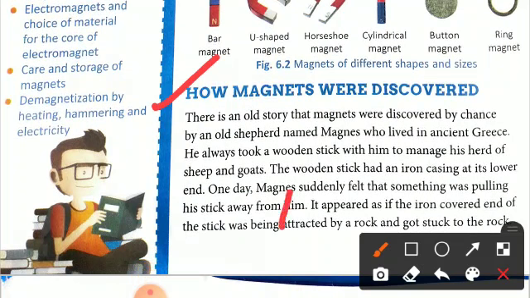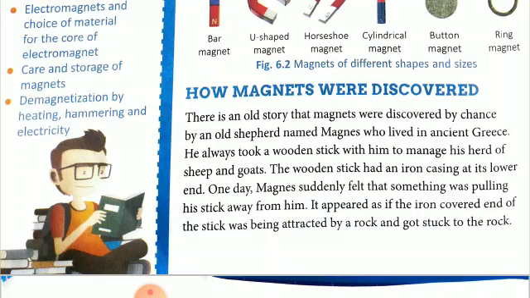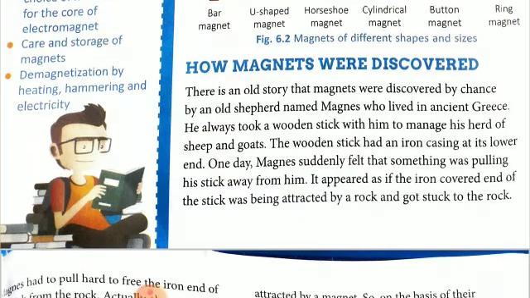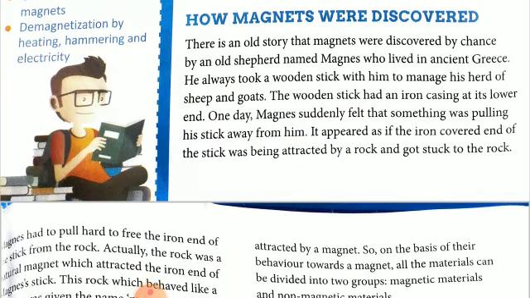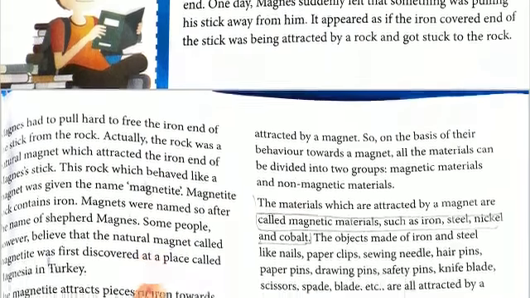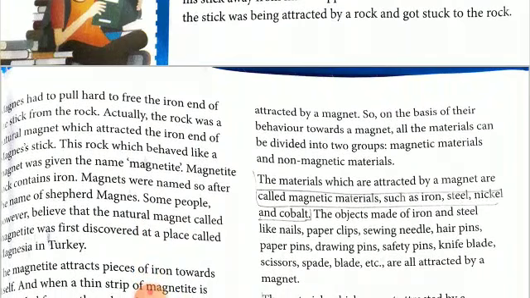The wooden stick had an iron casing at its lower end. One day, Magnes suddenly felt that something was pulling his stick away from him. It appeared as if the iron-covered end of the stick was being attracted by a rock and got stuck to the rock. So Magnes pulled hard to free the iron end of the stick from the rock.